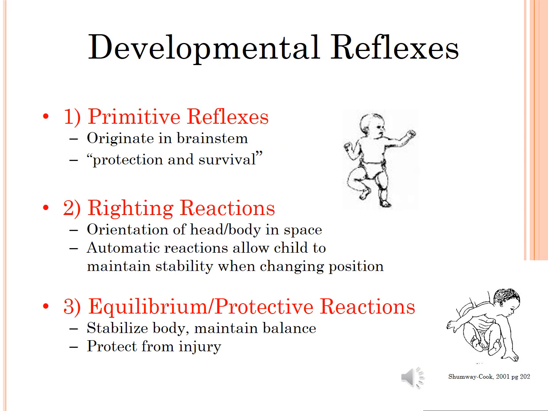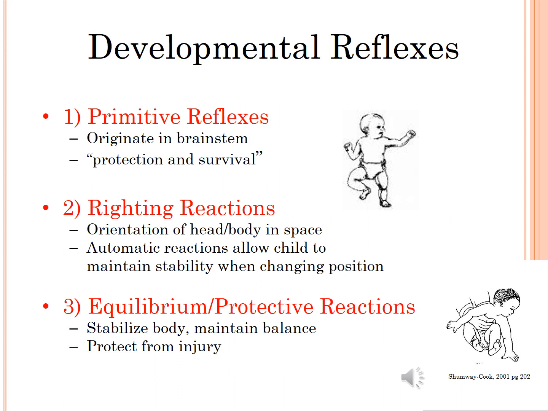We have 3 different kinds of developmental reflexes that we're going to go through. The first is primitive reflexes. Those start in the brainstem. They're basic reflexes that we have for protecting ourselves, for survival, breathing, swallowing, eating, those kind of things. All of those start as reflexes.